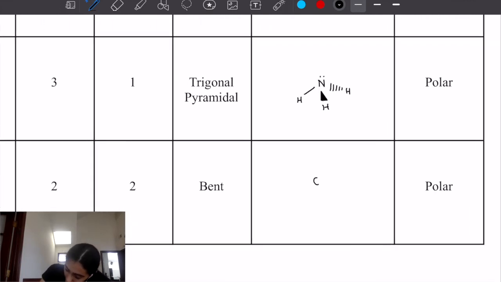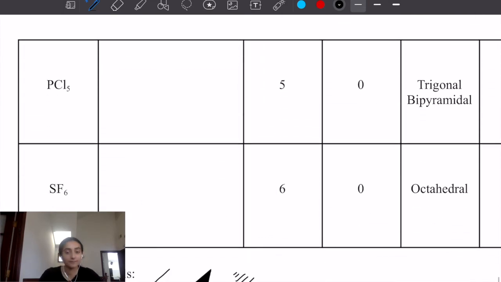I'm going to draw it like this. And the lone pairs are going to be together up there. And this is also a polar VSEPR diagram. Okay, 2 more. We have PCl5 or phosphorus pentachloride. So I'm going to draw this diagram.